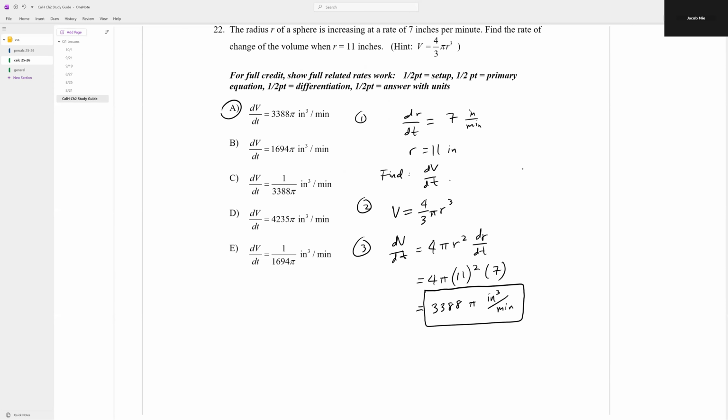Make sure you have the correct units. Always think about what is changing, and then what is the units of time. So the thing that's changing is volume, so that must be some kind of inches cubed. In the question, we're given inches, right? So it must be inches cubed then per minute.